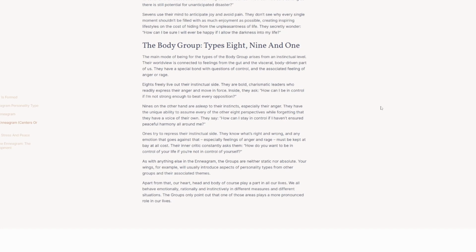Fear, the main mode of being for the types of the body group, arises from an instinctual level. Their worldview is connected to feelings from the gut and the visceral. They have a special bond with questions of control and the associated feeling of anger or rage. Oh my gosh, that's... 8s freely live out their instinctual side. They are bold, charismatic leaders who readily express anger and move in force. Inside, they ask, how can I be in control if I'm not strong enough to beat every opposition?